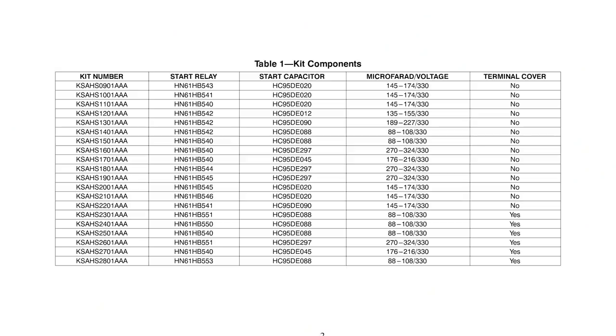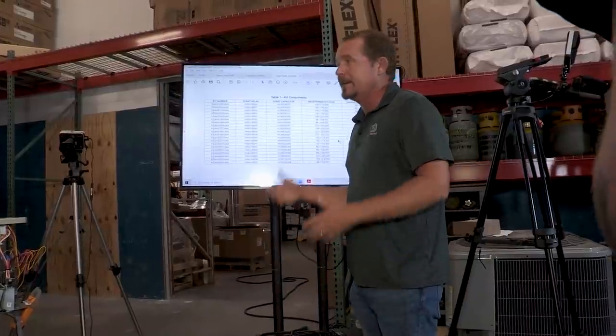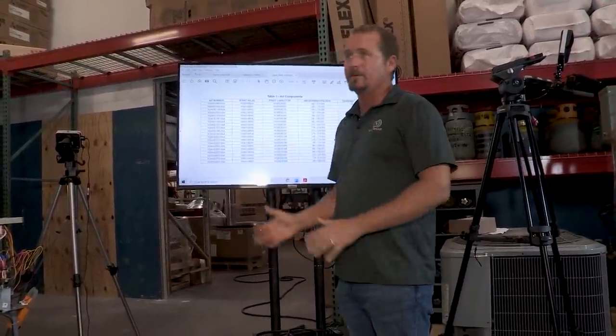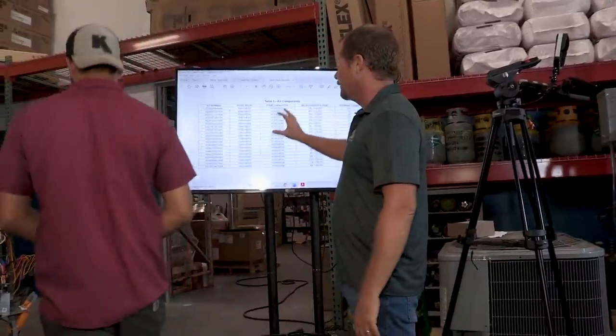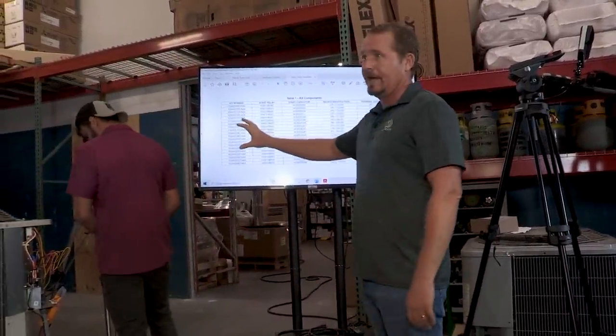You can see that even just for this family of hard start kits, look at all the different start relays and start capacitors that you could potentially have and the combinations of them. This is the reason why universal hard start kits, by their very nature, not because of anything that the manufacturers of them do wrong, I'm not throwing shade on the manufacturers of them, but by their very nature, they're not as effective as factory ones.